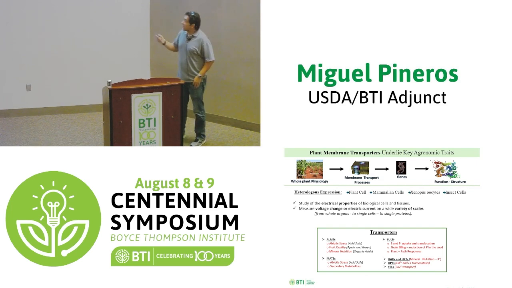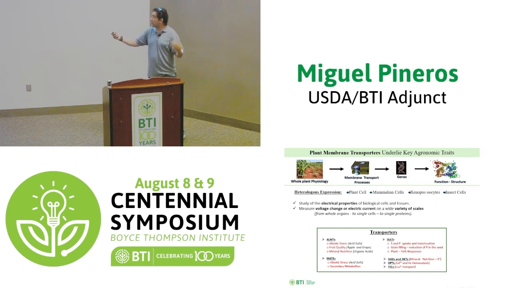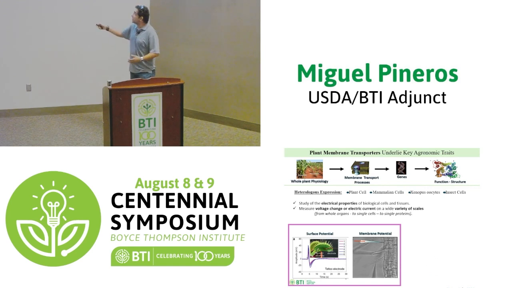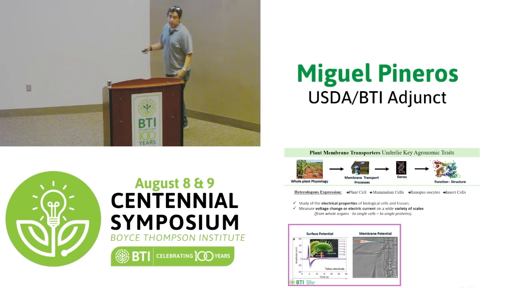What we do is measure changes in voltages and changes in currents at a variety of different scales. We can look at what happens at the whole organism, at the whole organ, at the single cell level, or at the single molecule level as well. In terms of a whole organ, we can measure surface potentials, changes in the voltage across a large area in a particular organ, or we can measure changes in membrane potential in a specific cell using very fine glass microelectrodes.